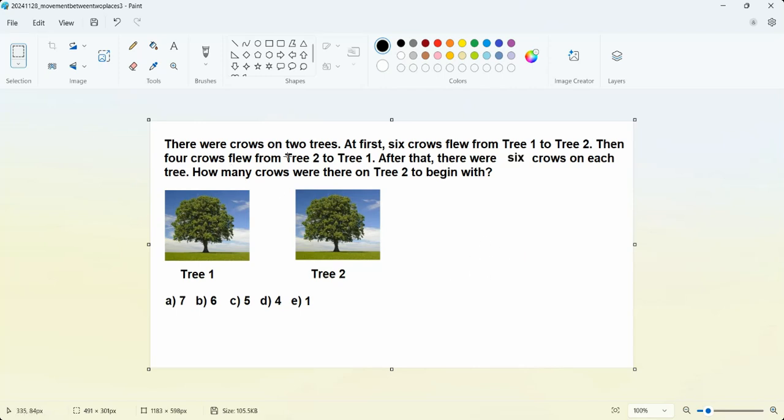So, there were three crows on two trees. At first, six crows flew from tree 1 to tree 2. Then, four crows flew from tree 2 to tree 1. After that, there were six crows on each tree. How many crows were there on tree 2 to begin with? So, in this problem, we have to go backward and do some calculations to find out what was there before these crows moved from one tree to another.